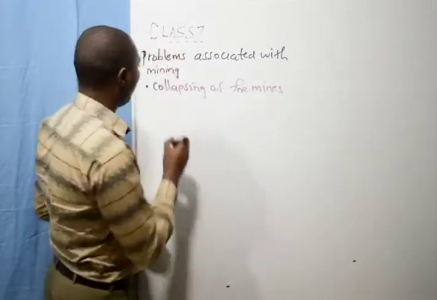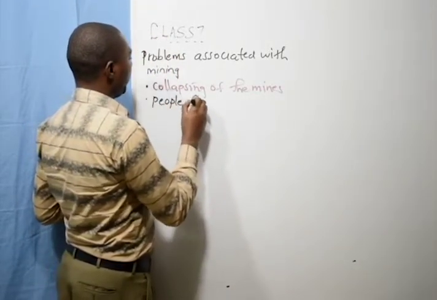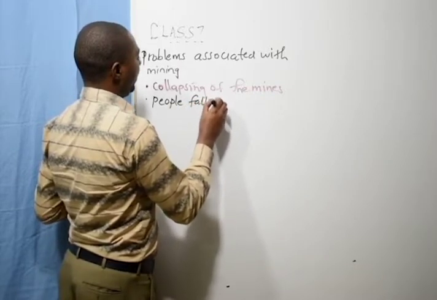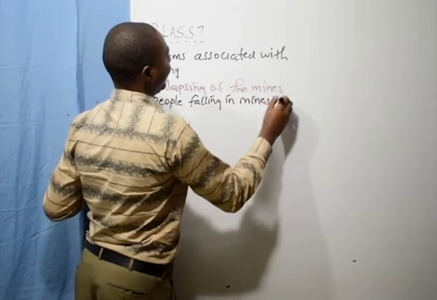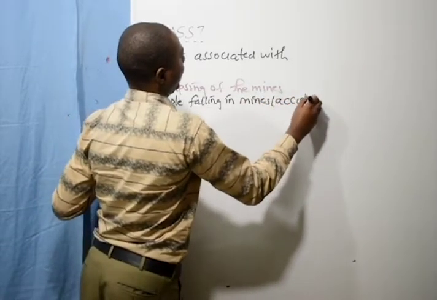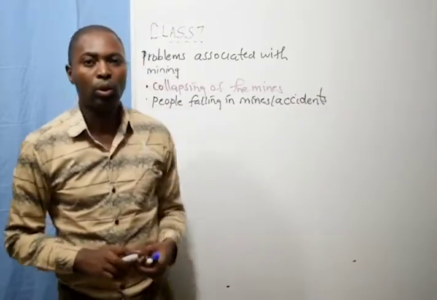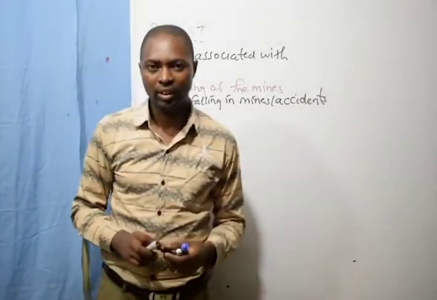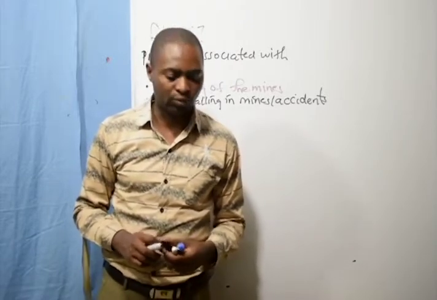Number two, people falling in the mines. What we call accidents. Some mining processes leave very deep holes in the ground, and for that reason, it creates a dangerous site for people.